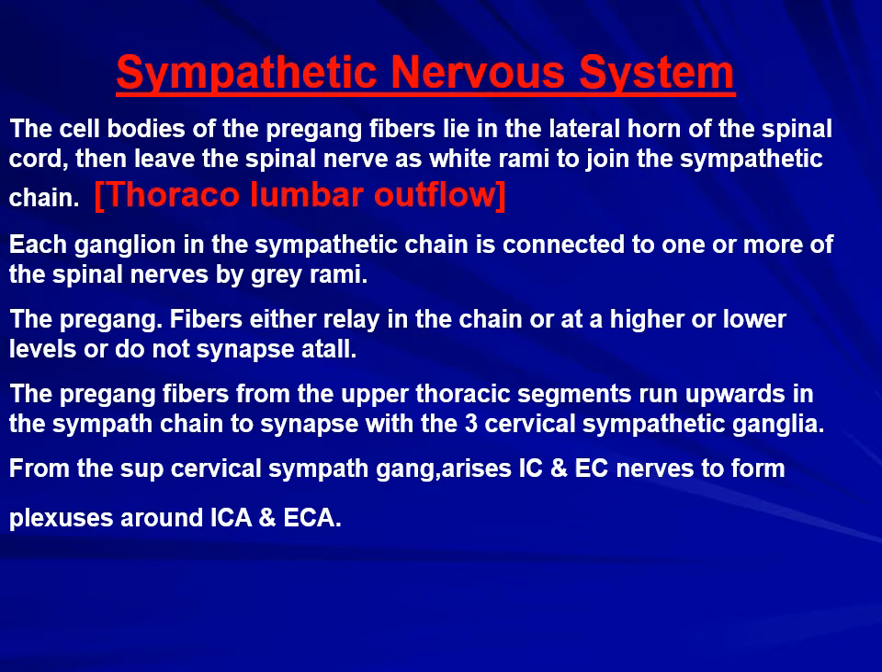So the sympathetic nervous system, which is called the thoracolumbar outflow, the cell bodies of the preganglionic fibers lie in the lateral horn of the spinal cord, leaving the spinal cord as a spinal nerve, beginning as what's called a white ramus, joining the sympathetic chain. And then each ganglion in the sympathetic chain is connected to one or more of the spinal nerves by what's called the gray rami.